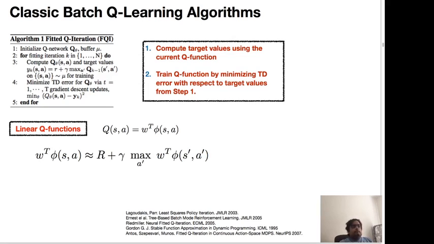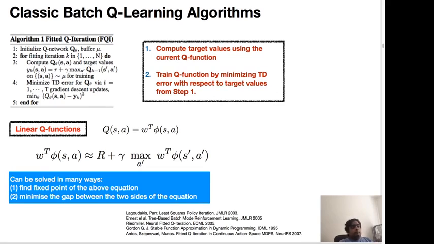In that case, essentially what you're trying to do is fit this linear function to the Bellman equation, where you want the Q function to be equal to the instantaneous reward plus the best thing to do from the next state onwards. There are many ways you can solve such a thing. For instance, you can try to find the fixed point of such an equation using the linear function class. So that's one kind of method of solving this.